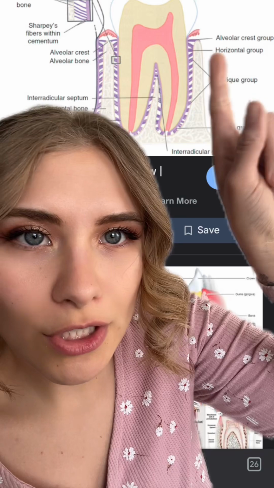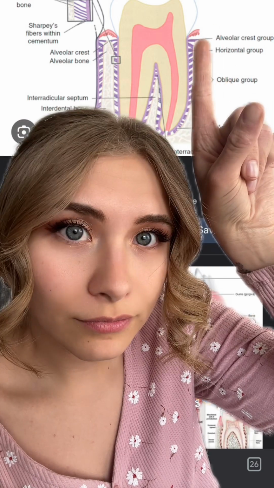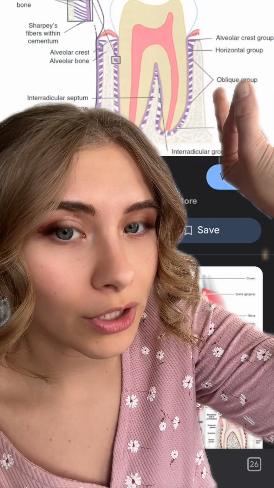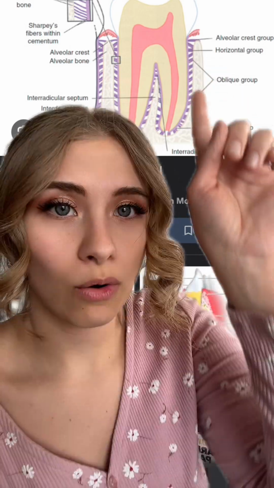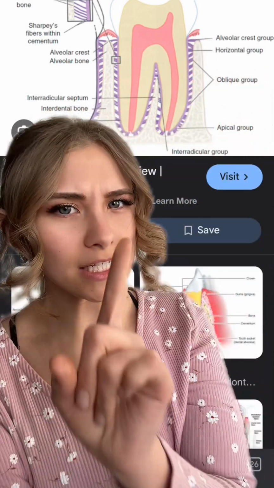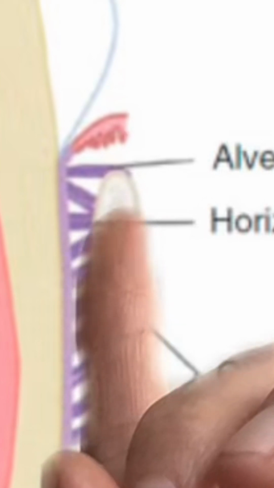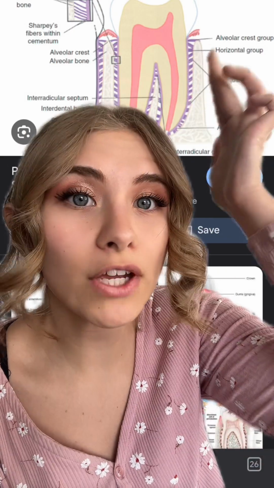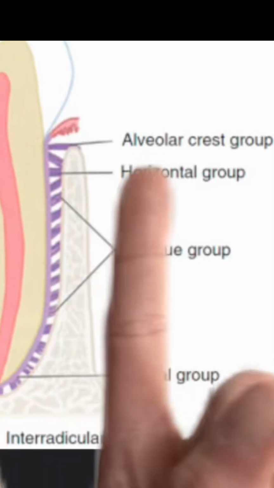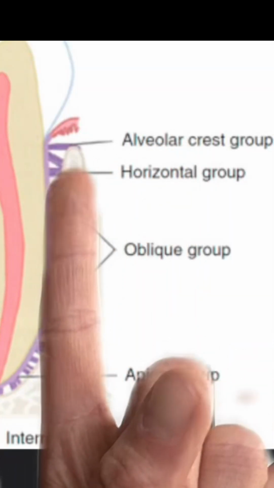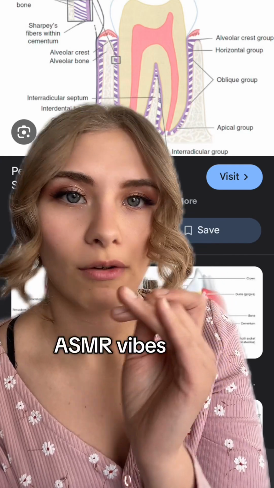That's it right now. If you see the alveolar crest group in a test question, it is going to say coronal, and it is attaching the cementum to the alveolar bone. Horizontal, if you see this, it's going to say 90 degrees from the alveolar bone to the cementum, and it's inferior to the alveolar crest group. Look at this picture: alveolar crest group, horizontal, 90 degrees. You see that? That is going to be right there.